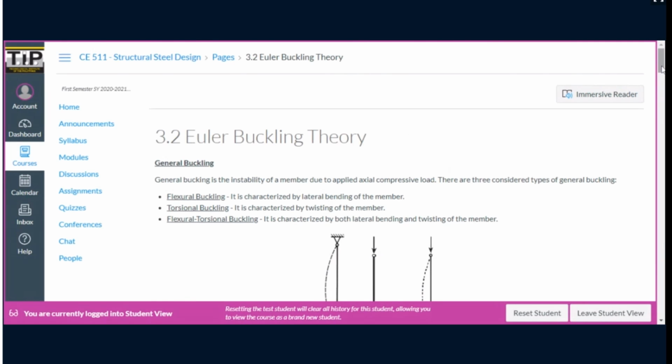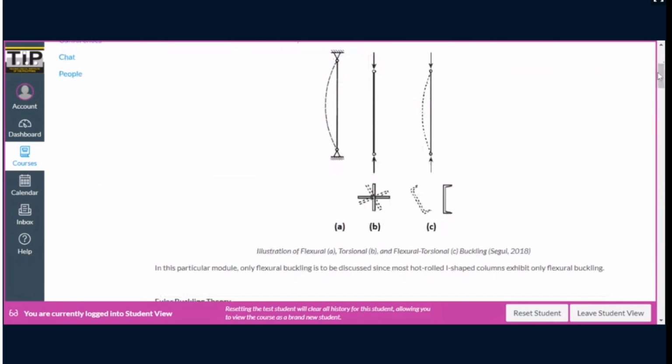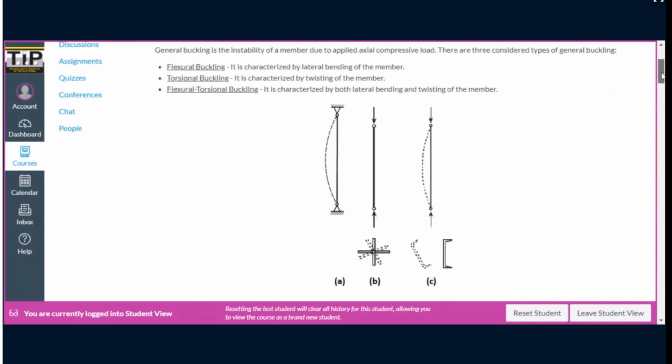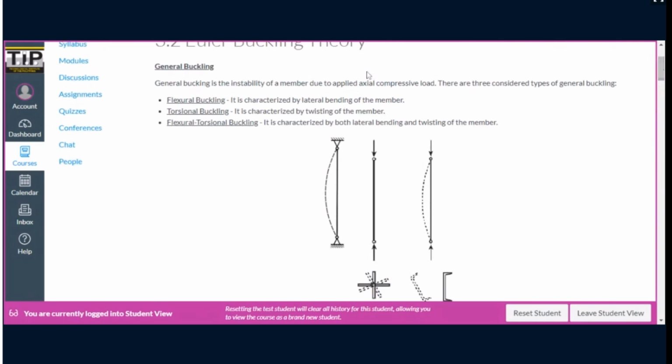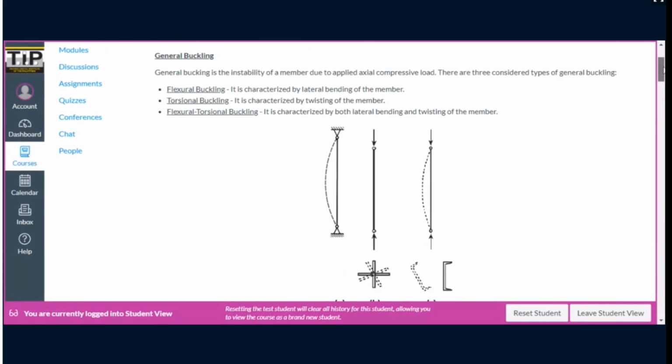Before we proceed to the Euler buckling theory itself, let's first expound a bit on what general buckling is. General buckling is the instability of a member due to applied axial compressive load, just like what we described last time. General buckling is classified into three types: flexural buckling, torsional buckling, and flexural torsional buckling.